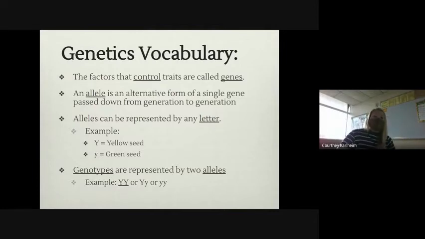Alleles can be represented by letters. So how we write them down scientifically when we're trying to figure out who passed on what, we just give it a letter. So for example, if we were doing this with the seeds, capital Y would be a yellow seed and a lowercase y would be a green seed.